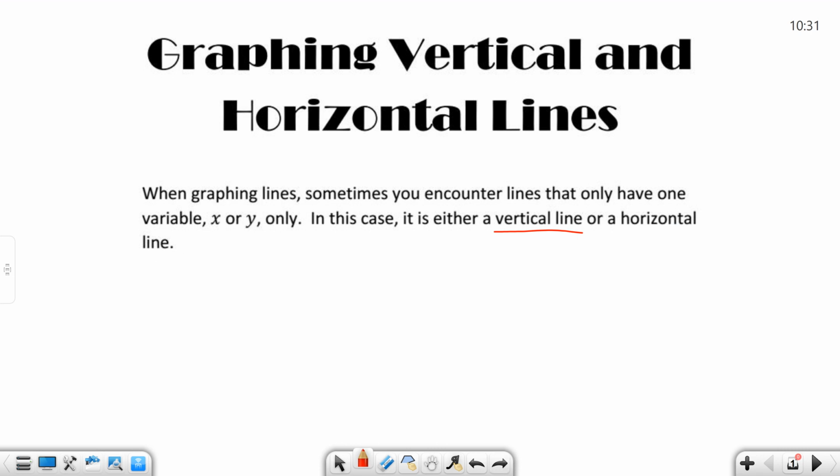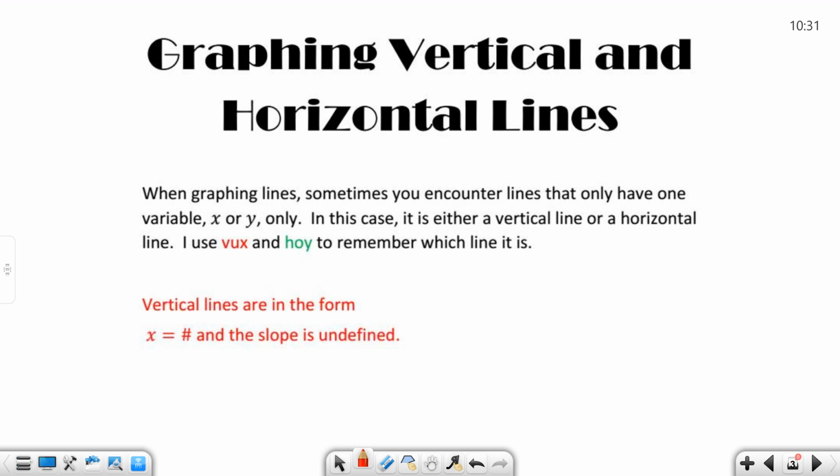All right? It's going to be one or the other. It's not going to be both. It can just be one or the other. So I use Vux and Hoy to remember which line it is. All right, so let me tell you what those things mean.